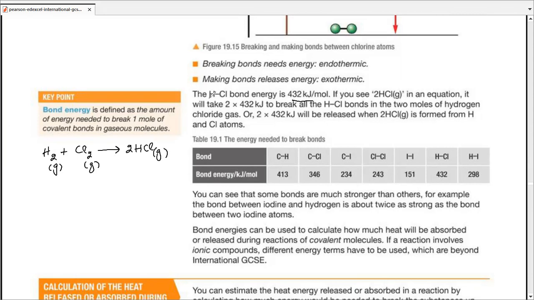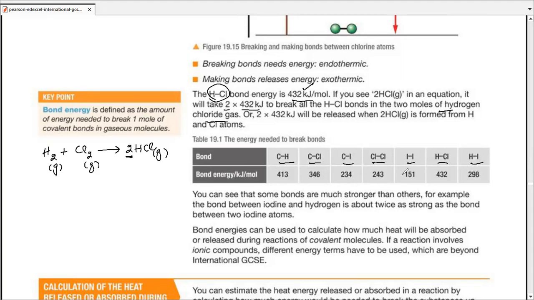Now, what they're trying to say is that this bond energy is 432 kilojoules per mole. But for this balanced chemical equation, we actually have 2 moles. So we require 2 into 432 kilojoules of energy to break all the bonds in HCl for 2 moles of HCl. Right? Make sense? All right. So take a look. They have given many different bond energies: carbon and hydrogen, carbon and chlorine, carbon and iodine, iodine and iodine, hydrogen and chlorine, finally hydrogen and iodine.